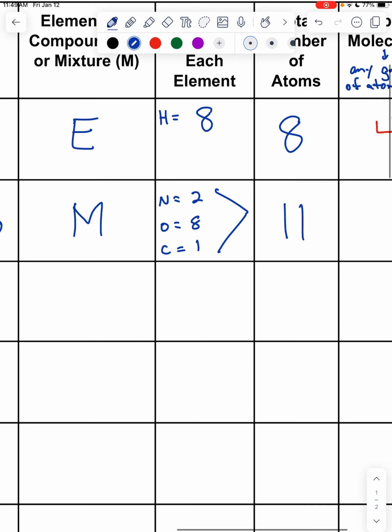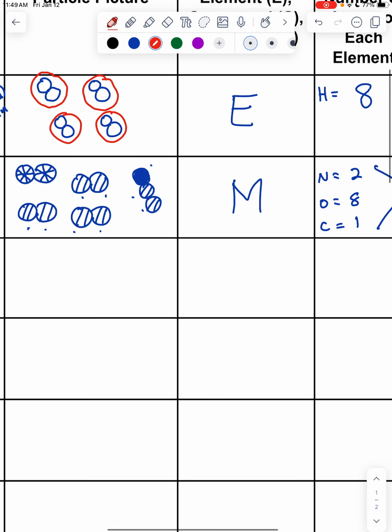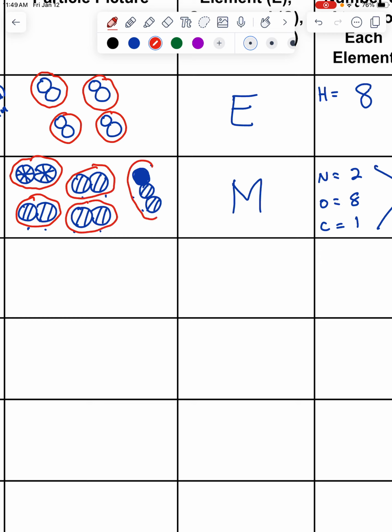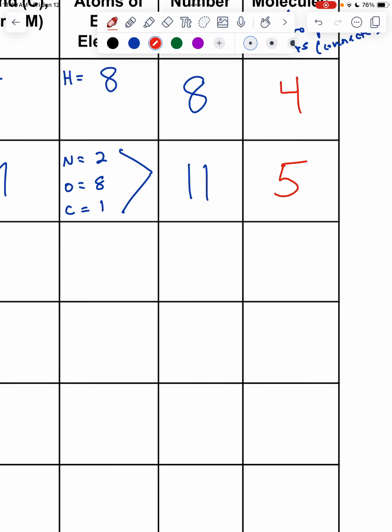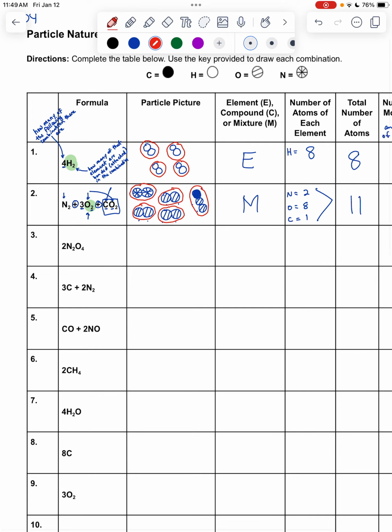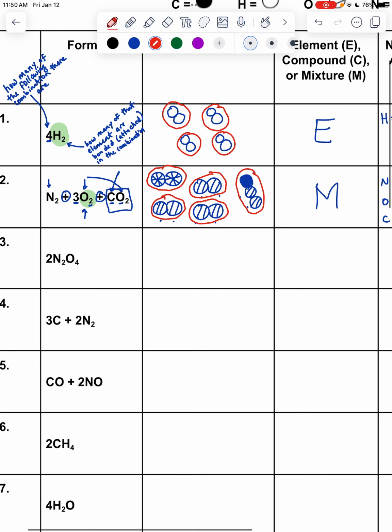All right? And then I go to molecules. And remember, molecules are any group that are connected to each other. Well, there's a group that's connected here. There's 3 of these O2 groups that are connected. And there's that group there. That's a total of 5 packages, 5 groups. All right. So that is going to be, again, how we identify our molecules.